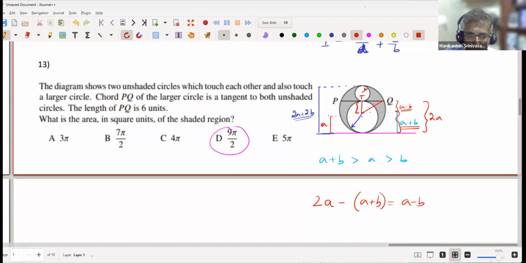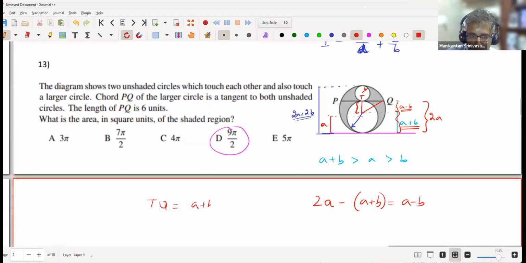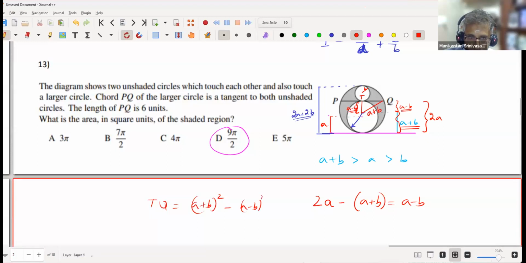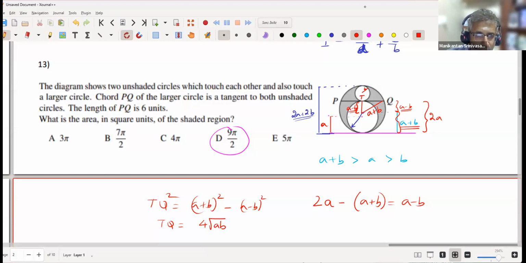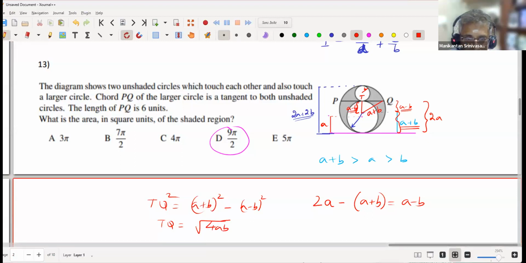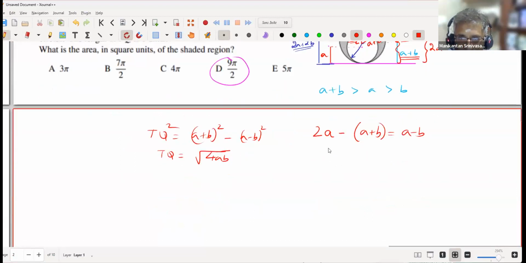Okay. And now therefore TQ becomes, this is A plus B and this is A minus B. So A plus B whole square minus A minus B whole square is your TQ square. So TQ becomes the square root of 4AB. And what does he want? I forgot what he wants now. What is the area of the shaded region? Area of the shaded region is the big circle.